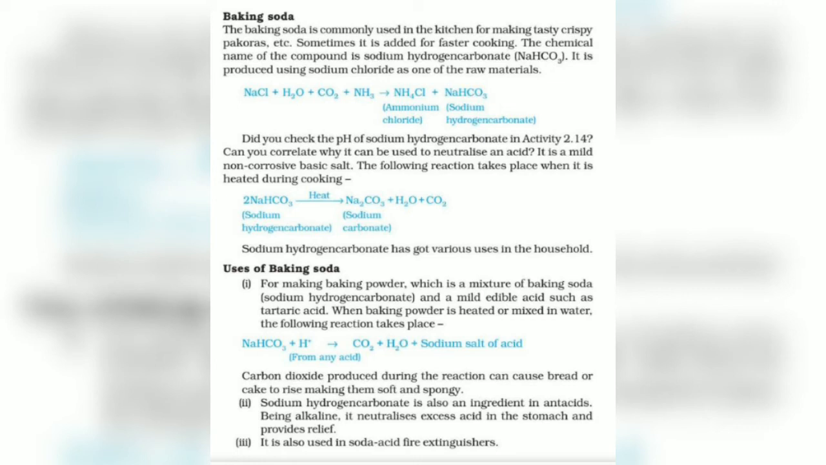Let us see the uses of baking soda. Baking soda is used for baking the foods which we are preparing. So it can be used for making cakes and so on. Dear student, what do we use? We are using baking powder, we are not using baking soda. Baking powder is the mixture of baking soda plus a mild edible acid like tartaric acid. Why do we do it?